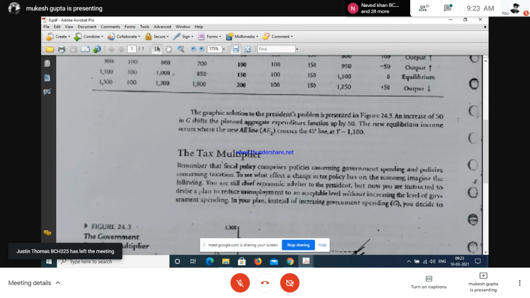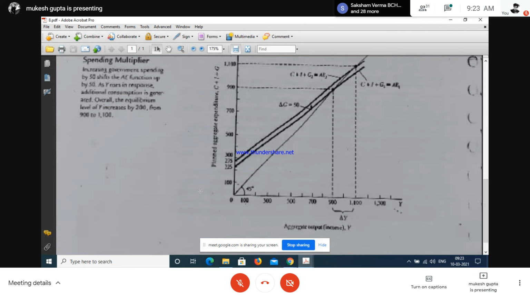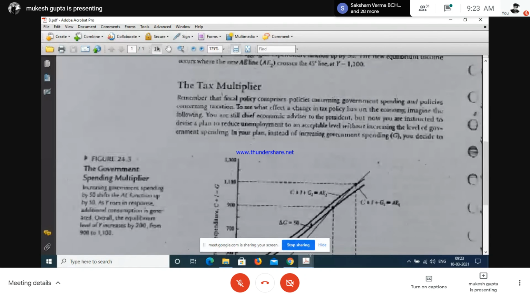And we are talking about the lump sum tax, some fixed amount of tax. If this tax has been raised by the government, net tax we are talking about, then what will happen? It will decrease the disposable income. A decrease in disposable income will lead to a decrease in consumption expenditure. The decrease in consumption expenditure will lead to a decrease in the aggregate expenditure. So the tax multiplier works in the opposite direction here.